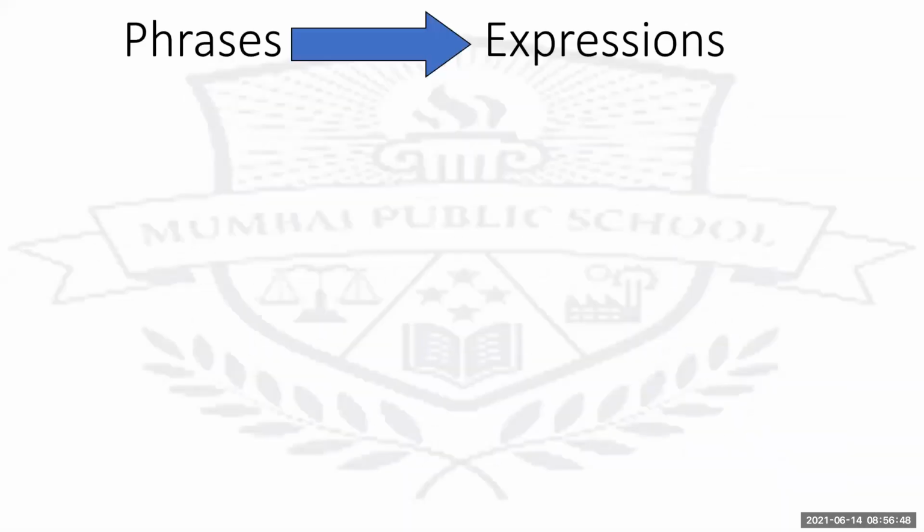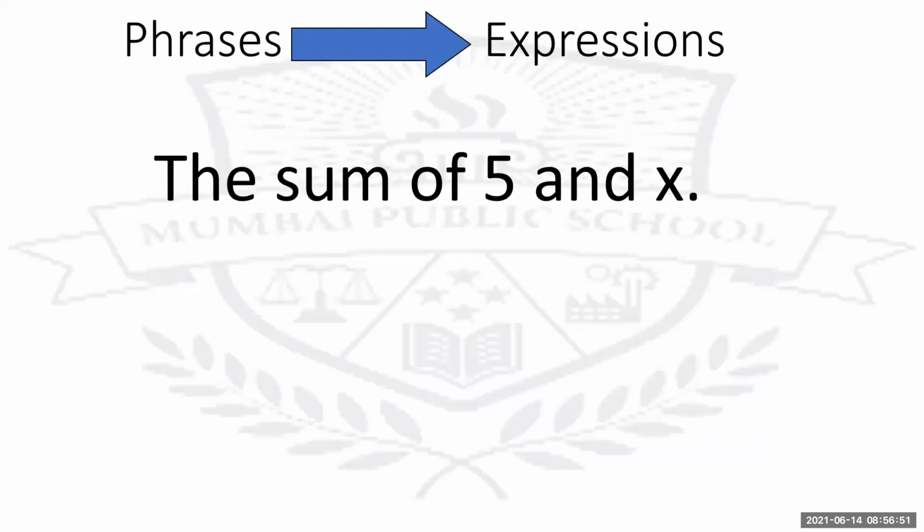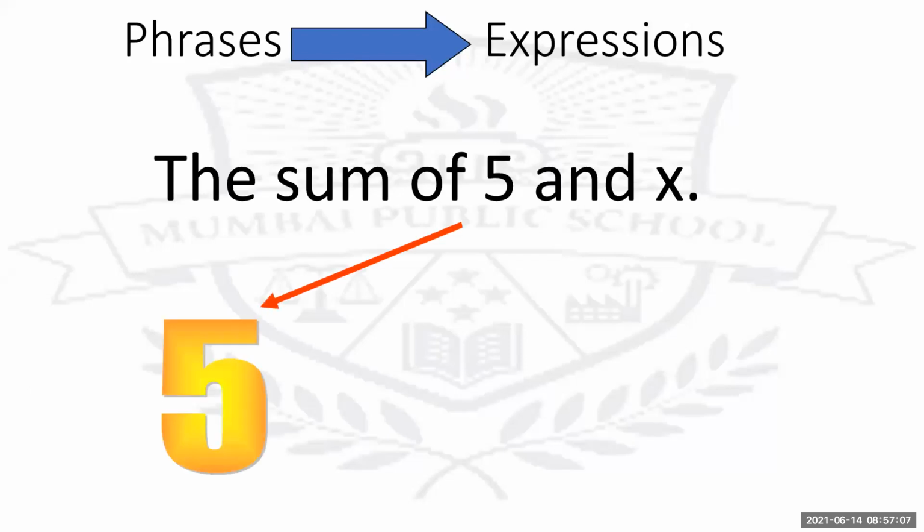Now phrases into expressions. Sum of 5 and x. Now how will you write this into a mathematical expression? I've told you when you come across the word sum, you have to use the plus sign. So sum of 5 and x would be written as 5 plus x. Is this understood to all the students? Should we move ahead to the next part? We'll first do the basics of this. We'll solve the basic phrases.